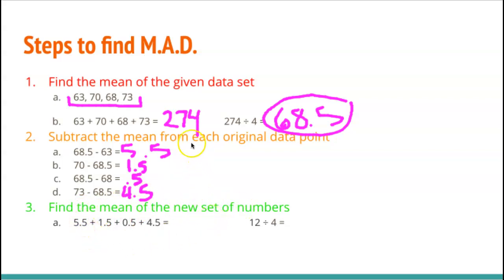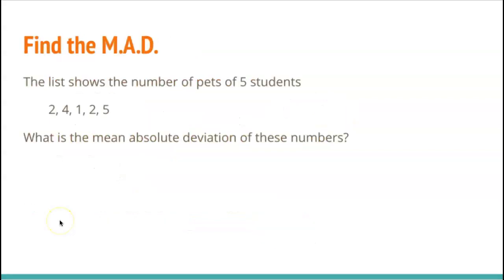So I'm going to add all of my new set of numbers together. And when I add them all, I get 12. And then I need to divide them by 4 because I have 4 numbers. So 12 divided by 4 is 3. So my mean absolute deviation is 3. Okay, let's look at one last example.